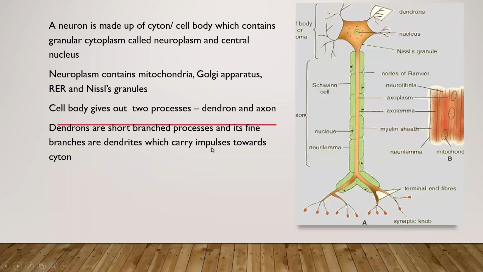Impulses, what is the meaning of impulses? Messages in the form of electrical impulses, messages from the different parts of the body. So they carry impulses, that is, messages in the form of electrical impulses or electrical charge, towards the cyton. That means from the different sensory organs or from different organs towards the cyton. That means from somewhere in the body towards the cyton.